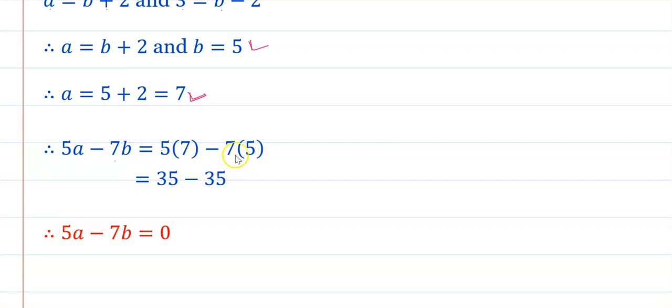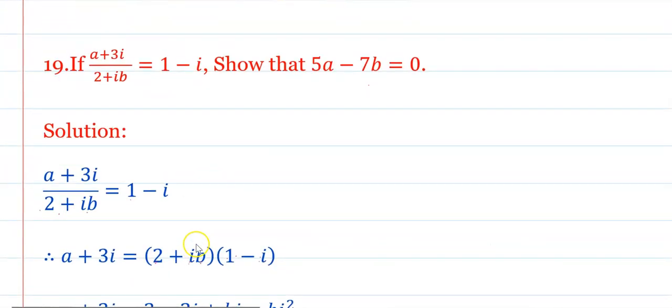Value of b is 5, 7 into 5. Their product is 35. 35 minus 35 is 0, and hence 5a minus 7b is equal to 0. Okay, normal simplification, this is what we will do.